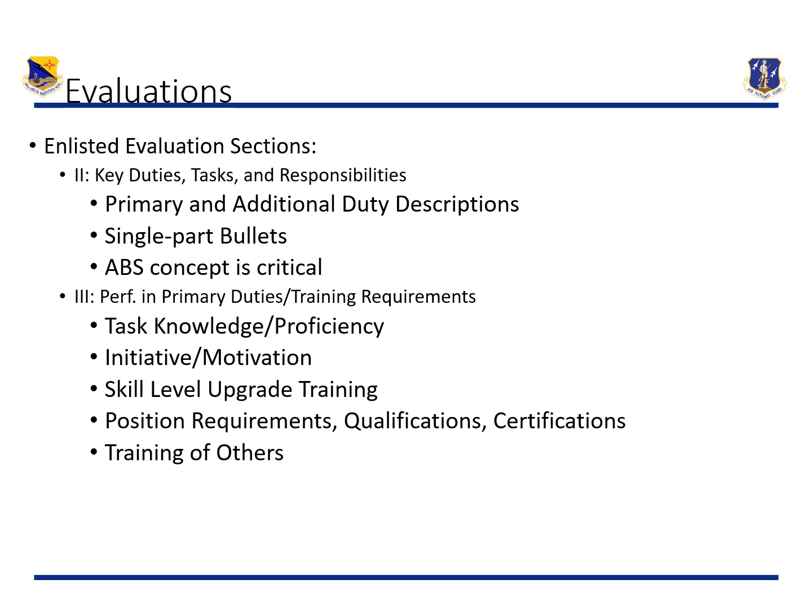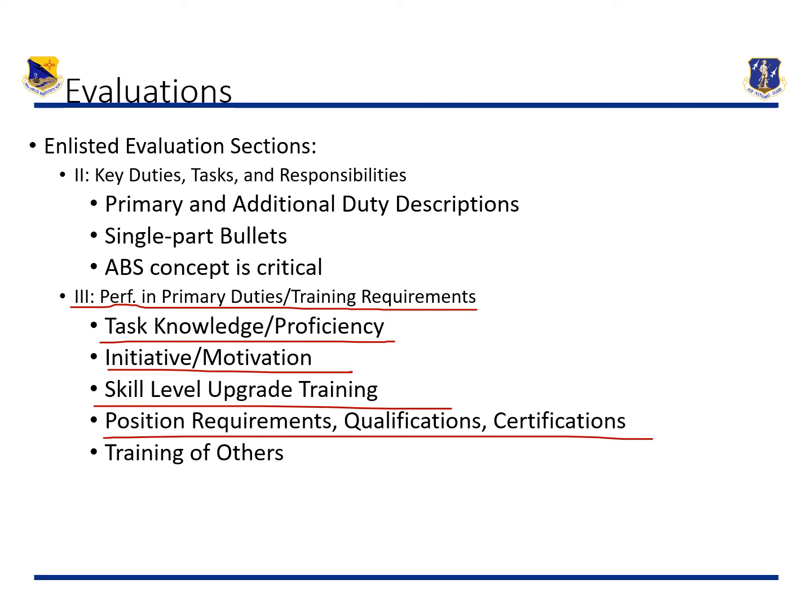So here's a quick summary of what we talked about, but this is more applicable to the Air Force Form 910. The only difference here for section 3 is that instead of using the senior NCO scope, it's using senior airman through tech sergeant scope, and it's basically the same thing: task knowledge, proficiency, initiative, motivation, skill level upgrade training, position requirements, qualifications, certifications, and then training of others, which is a little bit different in scope than that of the Air Force Form 911, and I figured I'd add this slide to make sure we see the little comparison between the two.